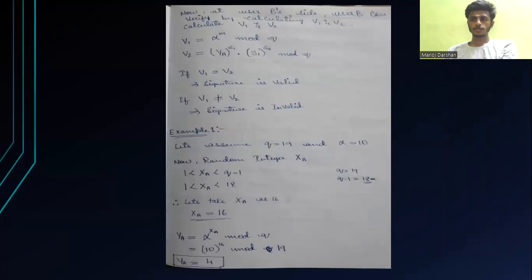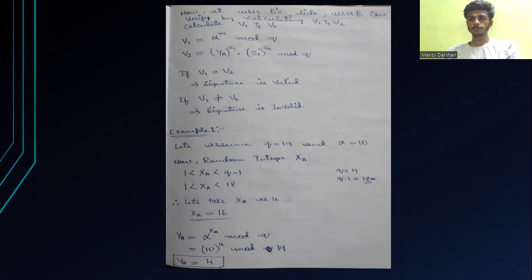Till now, we were calculating on user A's side. Now, at user B's side, user B can verify and calculate. We can verify the message by calculating V1 and V2. To calculate V1 and V2, we have the formula V1 is equal to alpha power m mod q. And to calculate V2, we have the formula YA power S1 times S1 power S2 mod q. If V1 and V2 are equal, the signature is considered valid. If V1 and V2 are not equal, then the signature is considered invalid.